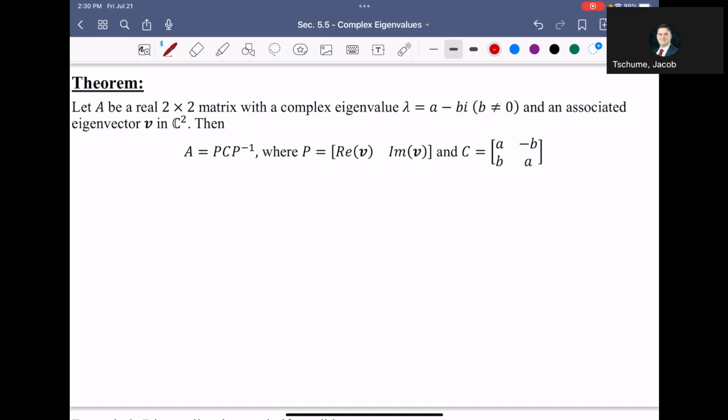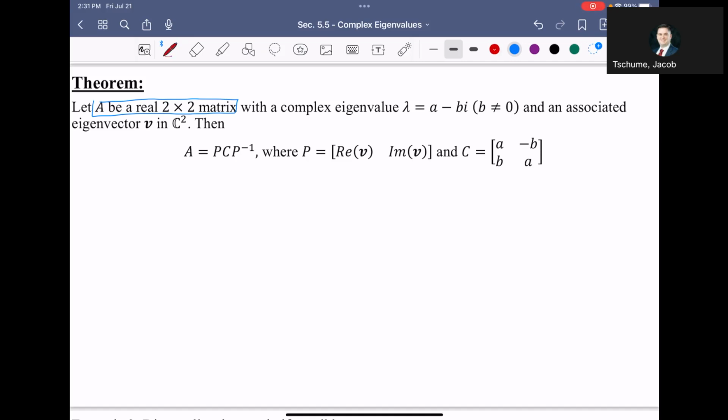So let's let the matrix A be a real 2x2 matrix with a complex eigenvalue of lambda equals a minus bi and an associated eigenvector v in C^2, the two-dimensional complex space. What this all means, before I get into the formulas, is that every element of the original matrix will be a real number. So there won't be any i's in the original matrix, just like we saw. We just learned that when you find the eigenvalues in a complex field, you're usually going to get two: the a value plus and minus the bi value.